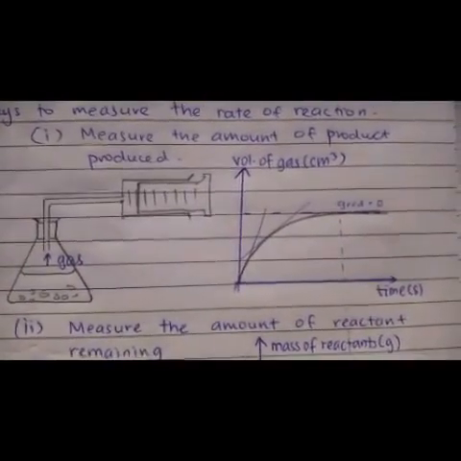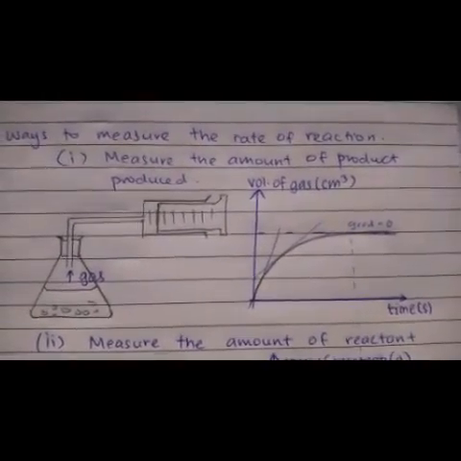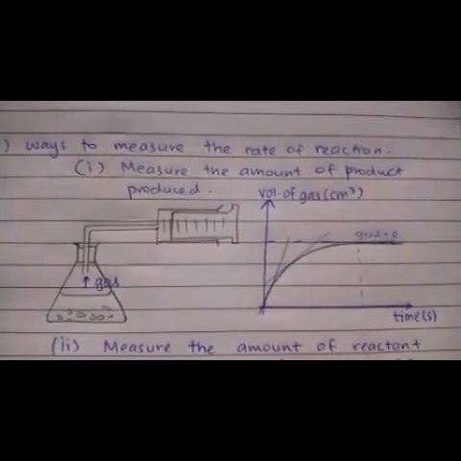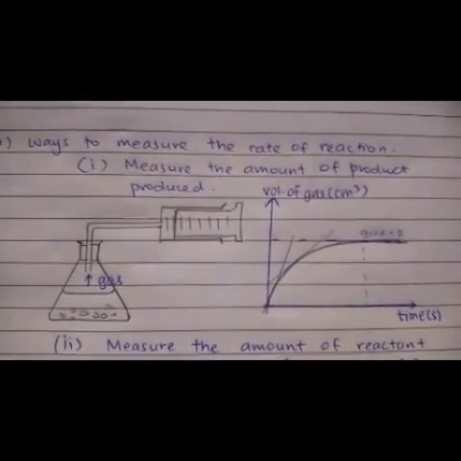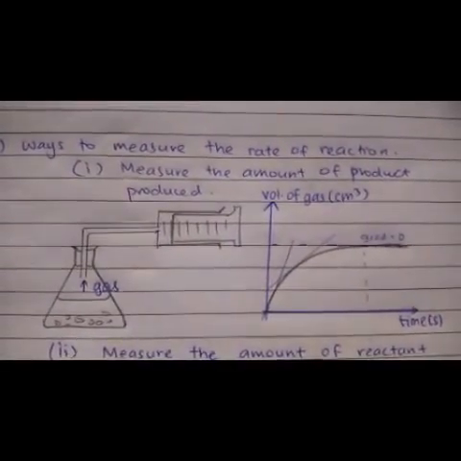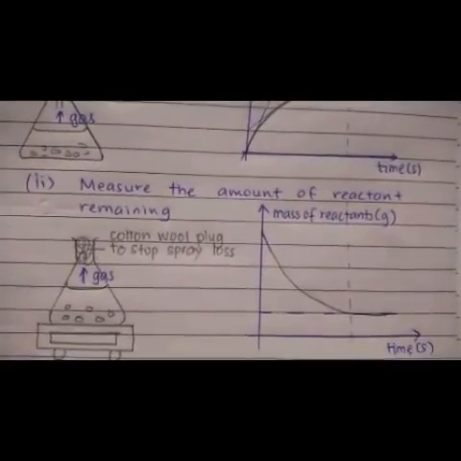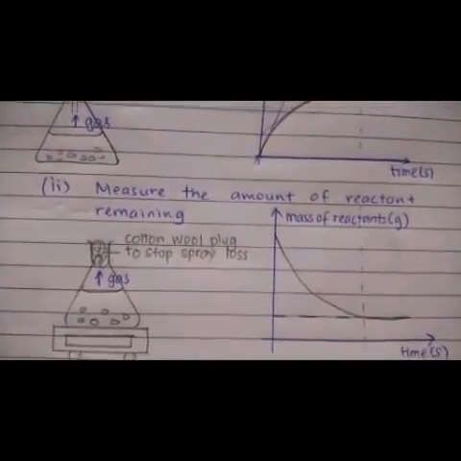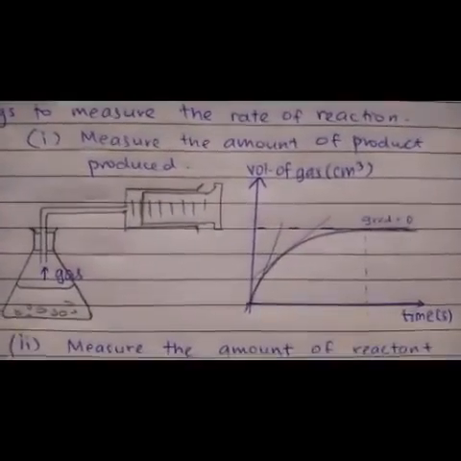There are basically two ways that we can find the speed of a reaction. First way is by measuring the quantity of the product that is formed in a fixed interval of time, or we can measure the amount of reactant that is remaining over a fixed interval of time. So let's look at the first way.